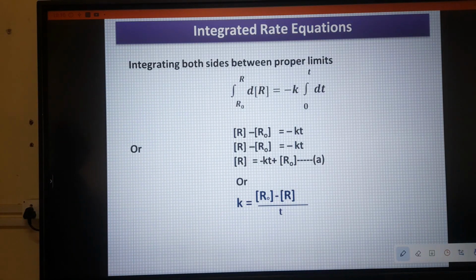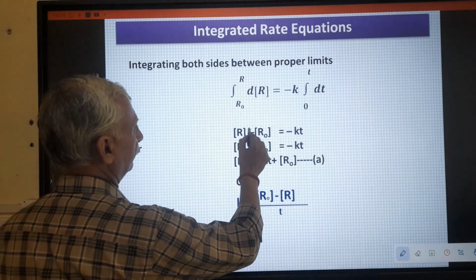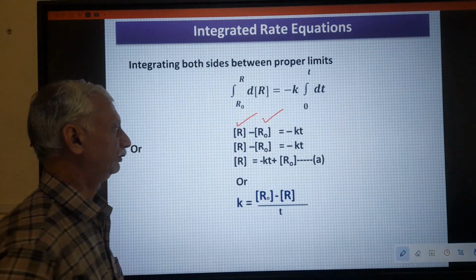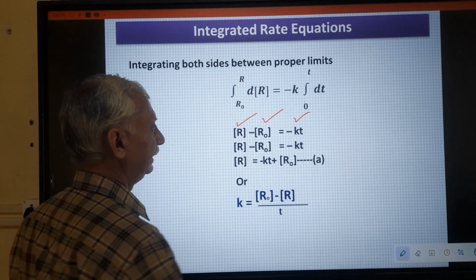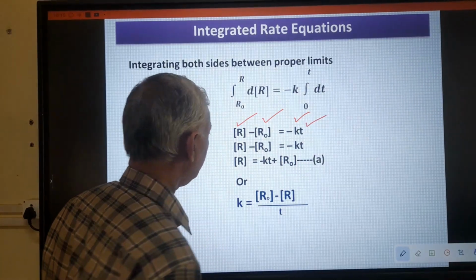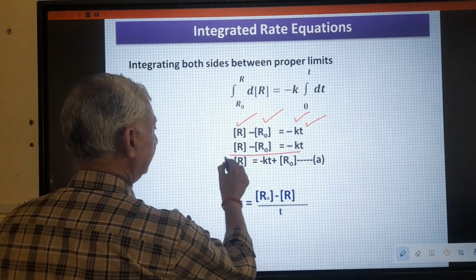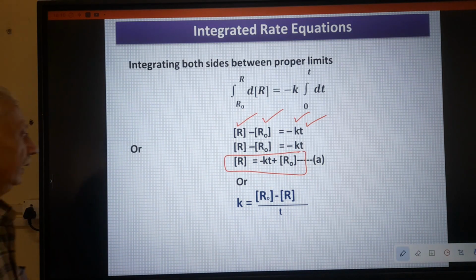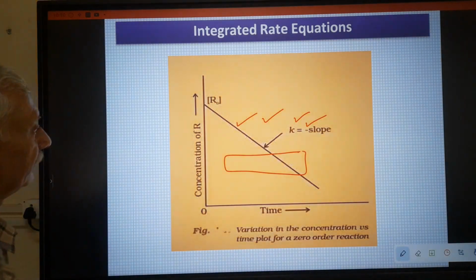When we integrate the above equation, we find this relation. This is the concentration of reactant R after time t. This is the initial concentration of reactant, R naught. k is the rate constant, t is the time. We can also write this equation like this, and this equation is equal to y equal to mx plus c, and we can plot according to this equation A.